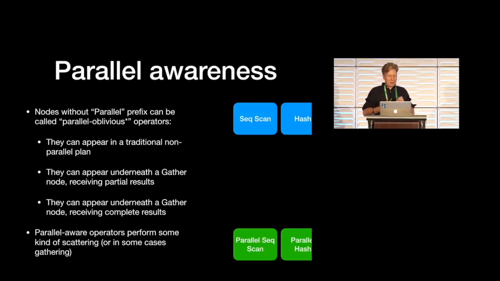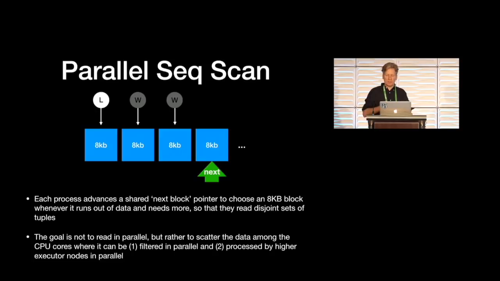The parallel aware operators, or nodes, do something special. They actually communicate with each other, as in when you've got the copies of the plan in different processes, the copy in each process, they're all connected together and they communicate in some way, usually to scatter tuples, in some cases to gather them. And in the future slides, I'm going to show the parallel aware executor nodes as green and the parallel oblivious ones in blue boxes.